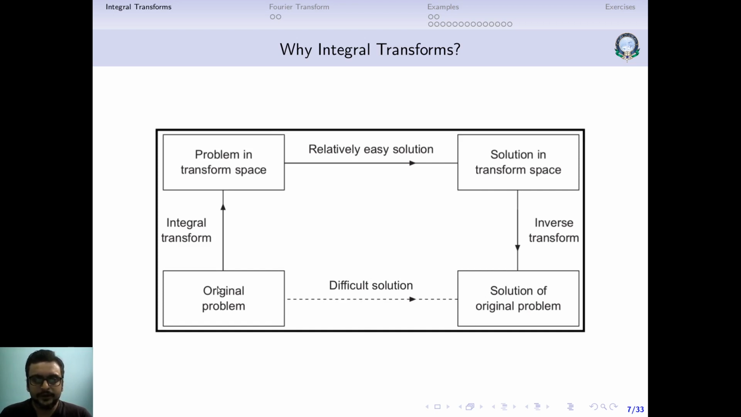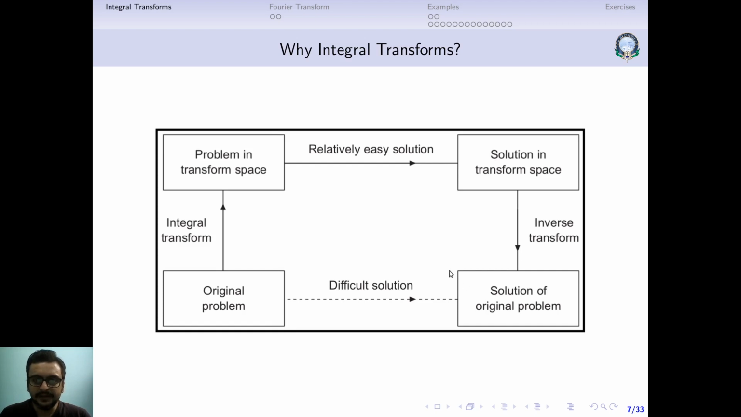We look for an appropriate integral transform. And once we find an integral transform, we translate that original problem into a problem in the transform space. Then in the transform space, the problem becomes very easy to solve. We quickly solve this and find the solution itself in the transform space. And then all you have to do is take an inverse transform and then we get the solution. So without going through the difficult route, we just take this route and easily obtain the solution.